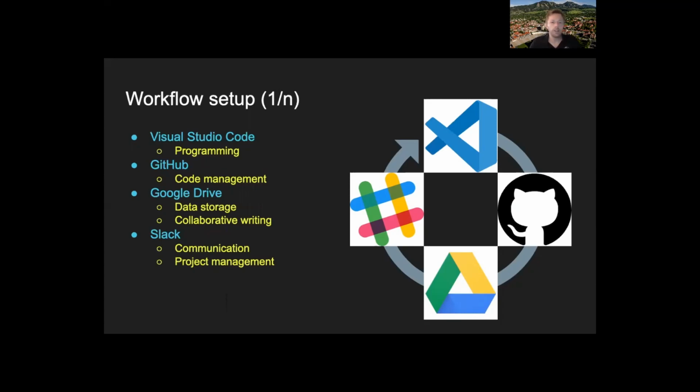So first of all, you can program in Visual Studio Code. You can use GitHub for the code management. You can then use Google Drive for data storage and also collaborative writing using Google Docs. Then Slack is a program that you can use to communicate with your team. So it's going to be really handy for communicating to-do lists or assigning tasks. There's a little bit of overlap there with GitHub. So yeah, it's really about just experimenting with these workflows and figuring out what works for you. But this might be just one option to start with and see how you like it.